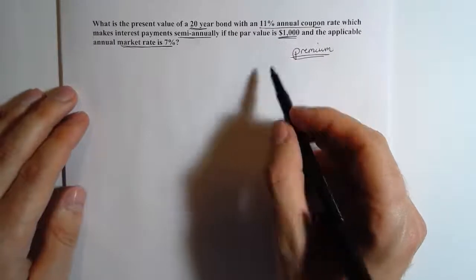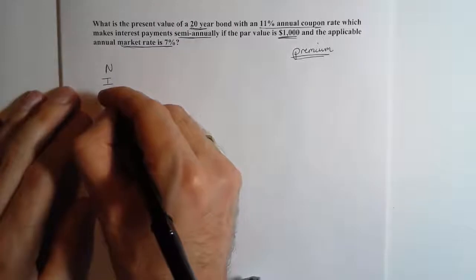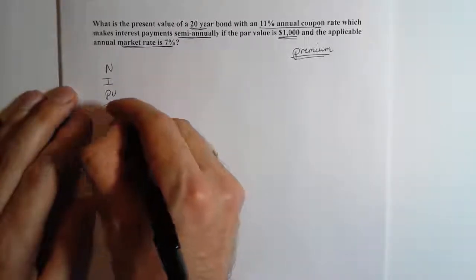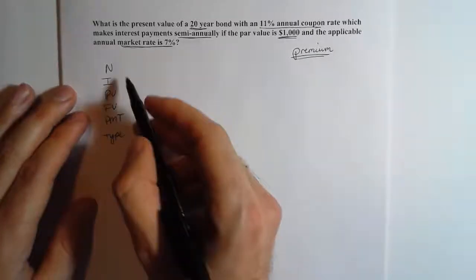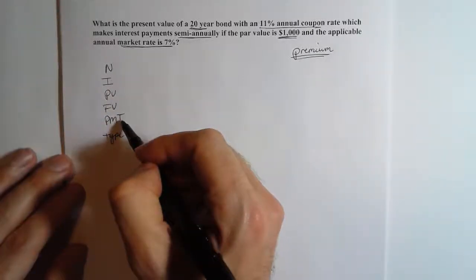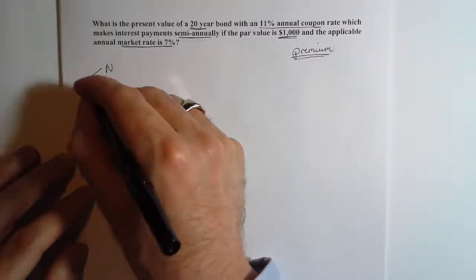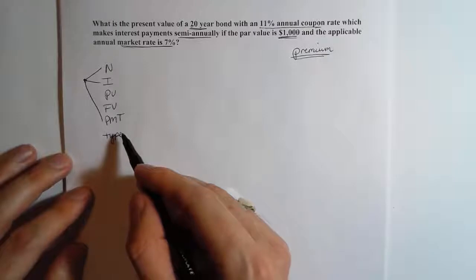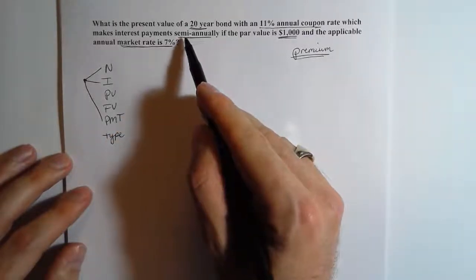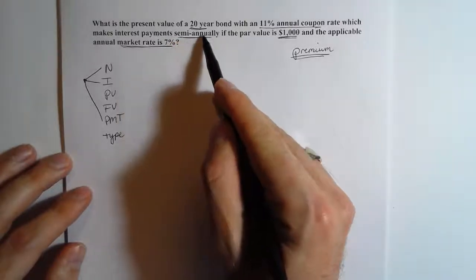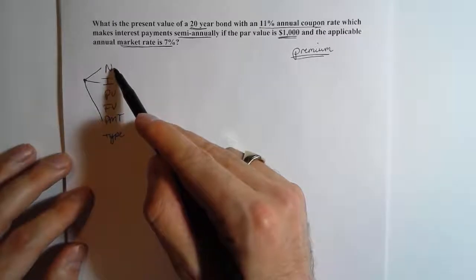So now what we need to do is write down our inputs. They're the familiar inputs that we've been working with for a while now. So we have N, I, PV, FV, payment, and type. And as usual, N, I and payment all have to connect to the same period of time. So notice that in this case, it is stipulated that this bond is making payments semi-annually. So if it's making payments semi-annually, N needs to be the number of semi-annual periods.